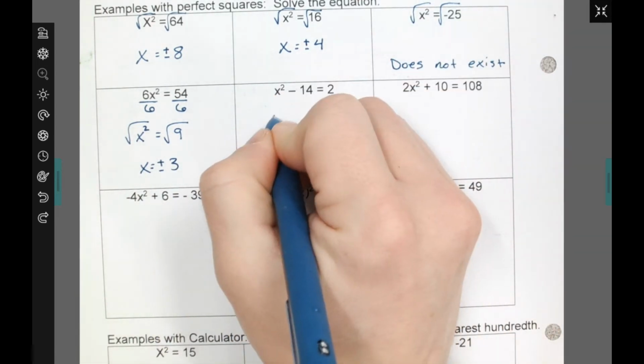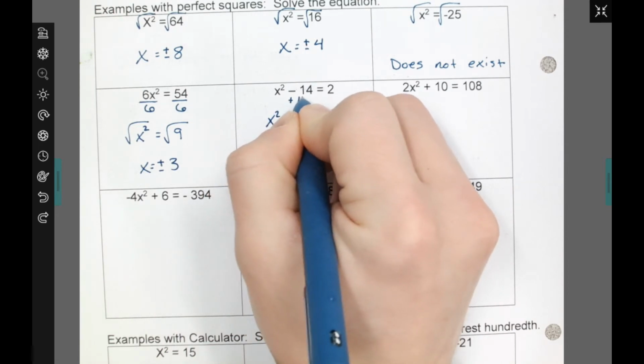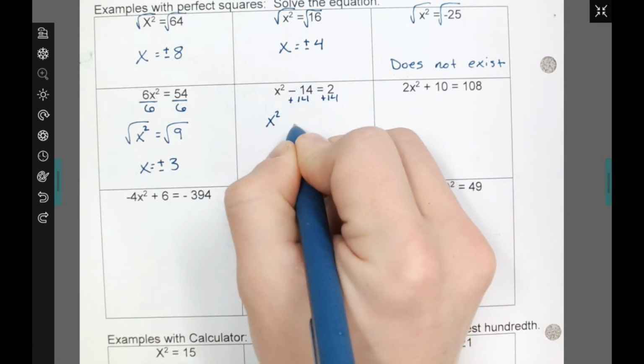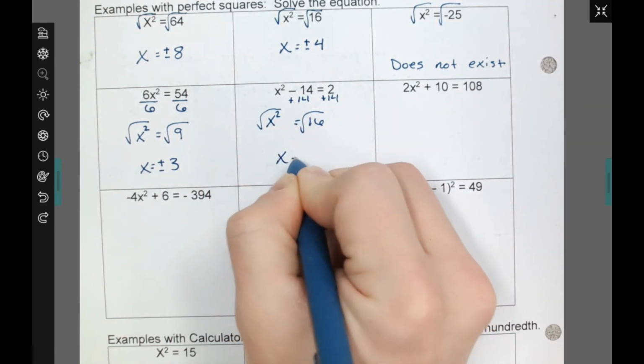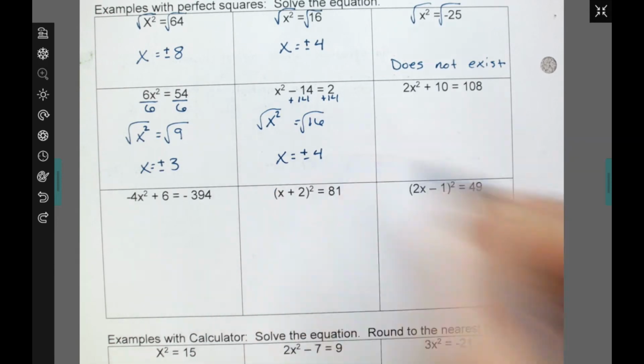Middle, you go ahead and add 14 to each side. Okay, so this is stuff we were doing back in September. Get x squared equals 16. Square root left, square root right. x equals plus or minus 4.